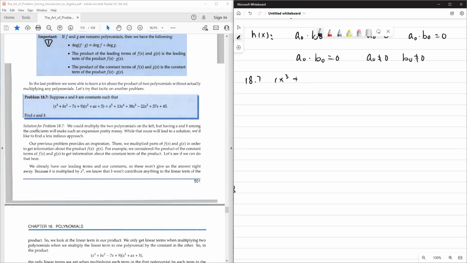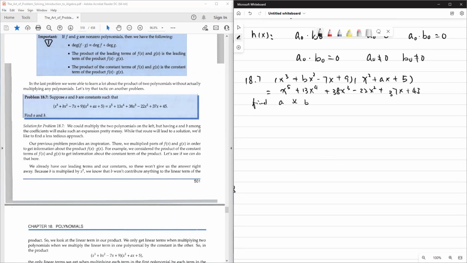So x cubed plus b x squared minus 7x plus 9. Now we're talking about the middle terms. Times x squared plus a x plus 5, not b. And we know this equals x to the fifth plus 13x to the fourth plus 38x cubed minus 22x squared plus 37x plus 45. We're asked to find a and b.